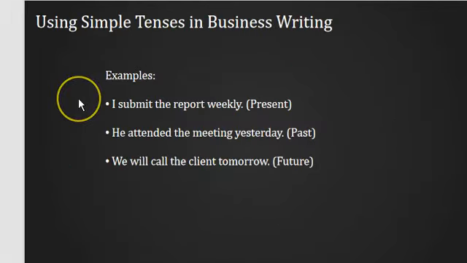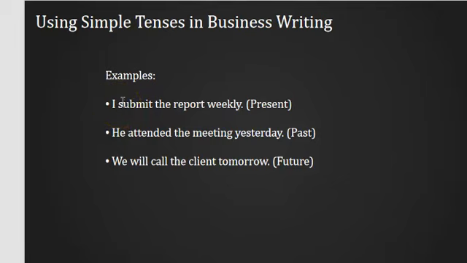Okay, so let's look at the sample examples here. I submit the report weekly. So the hint is actually weekly, so we should use simple tenses for the verb here, I submit, instead of saying I am submitting or I submits. Okay, why only submit and no S at the back is because the subject is plural.